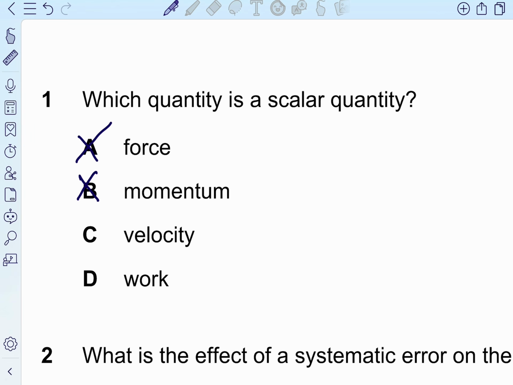Velocity is again a vector quantity because velocity is basically your speed in a given direction or displacement per unit time. But displacement is a vector quantity, so therefore velocity is also a vector quantity. Work done, on the other hand, is a scalar quantity because work done is essentially energy transferred. Energy is obviously a scalar quantity because it cannot be negative or does not have any relation with the direction.